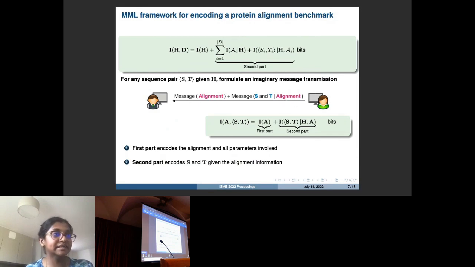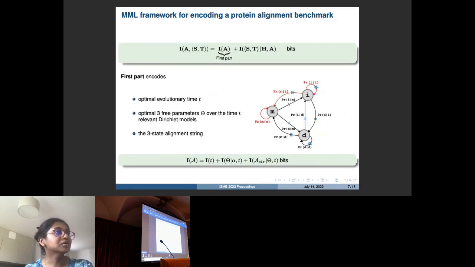When I say alignment, it includes the alignment itself as a 3-state string, as well as the common alignment model that I just mentioned as the first part. So in this case, the first part has to encode 3 elements. First is an optimal evolutionary time parameter under the Markov model that we have, and then the optimal 3 free parameters for this state machine over the time t relevant Dirichlet models, associated with this particular optimal time. And then finally, the 3-state alignment string itself. And then we have the total message length like this.